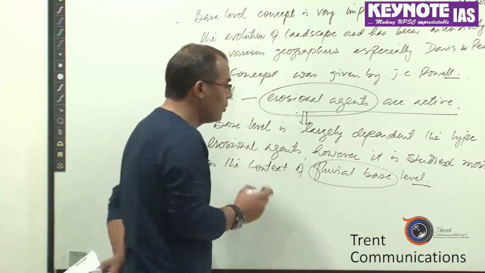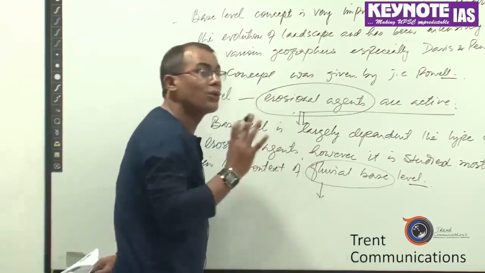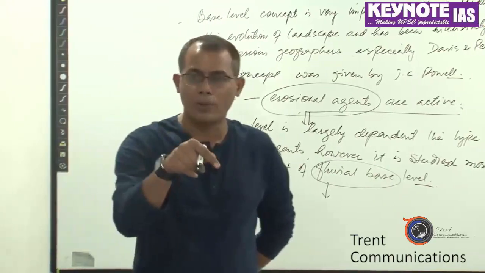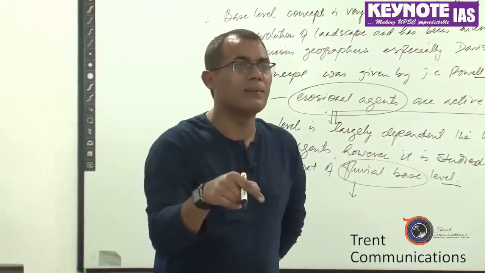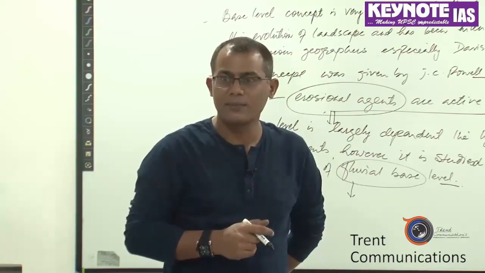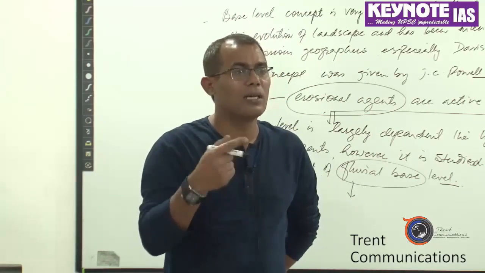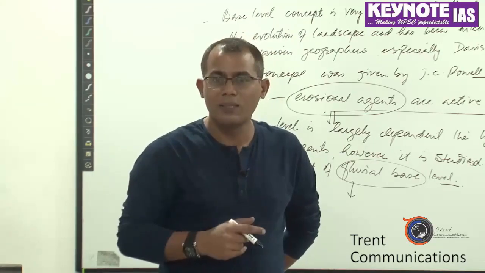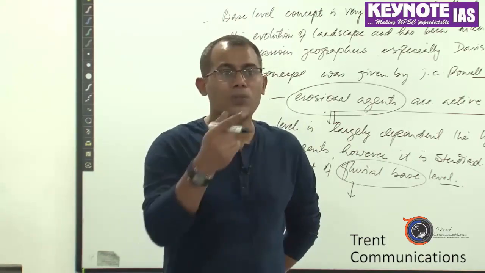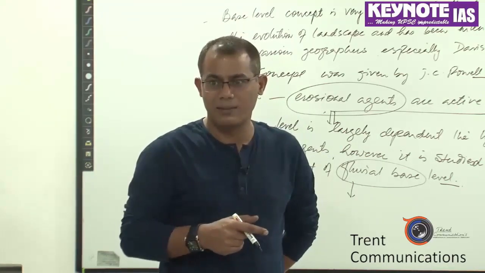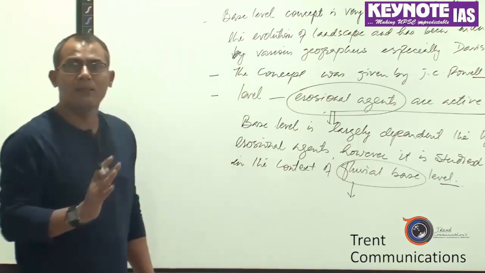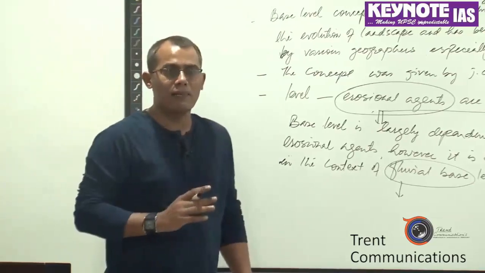So in the case of fluvial base level, the most common, never write permanent. Permanent is again given by Davis. That's why the book writes: the permanent base level is sea level. What do you mean by permanent? What about the inland drainage system? The moment you talk about inland drainage system, sea level will not be the base level. It may be below sea level, it may be above sea level. That's what you call regional base level. Global base level, again, never talk in static terms that sea level is always the permanent base level.